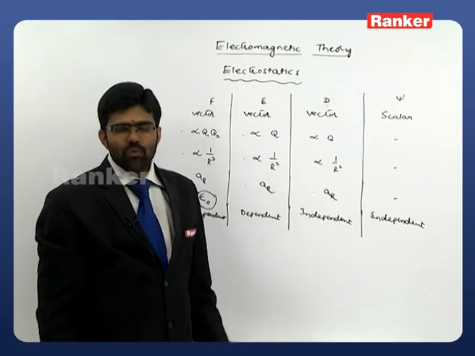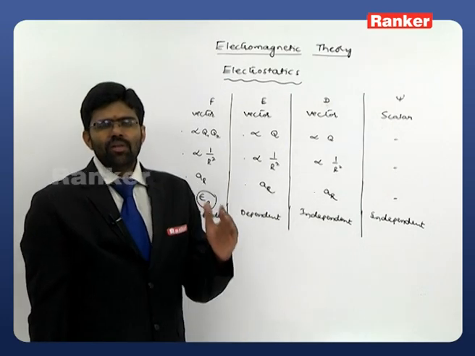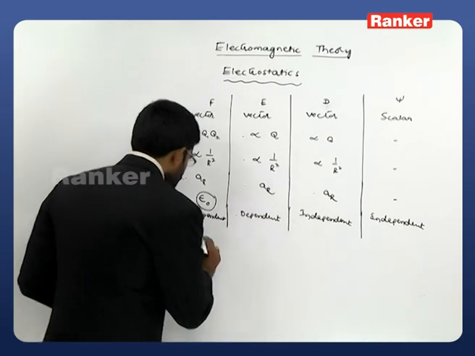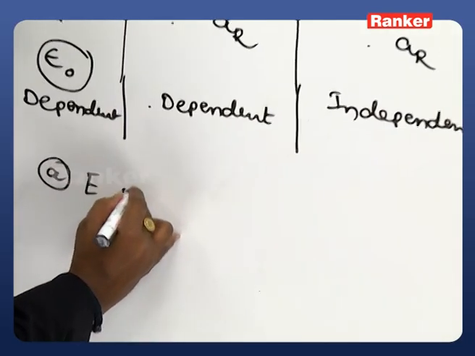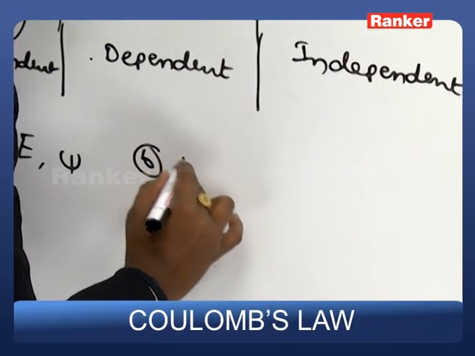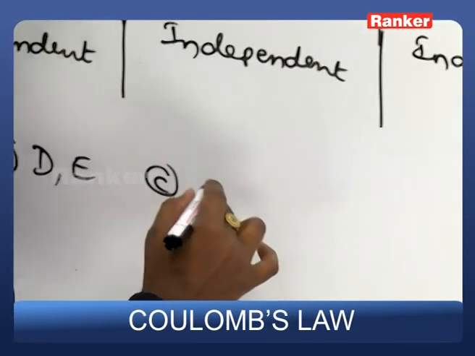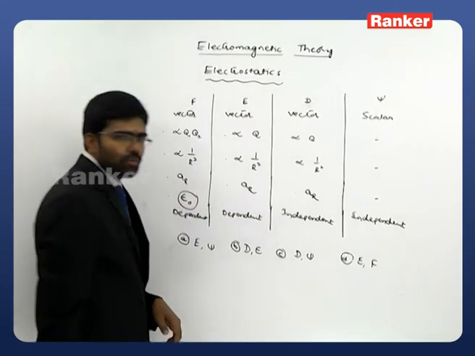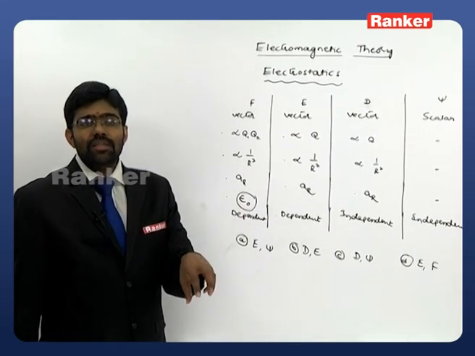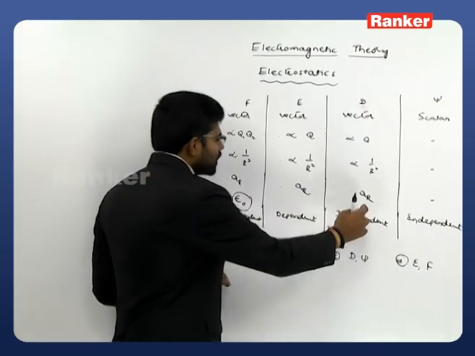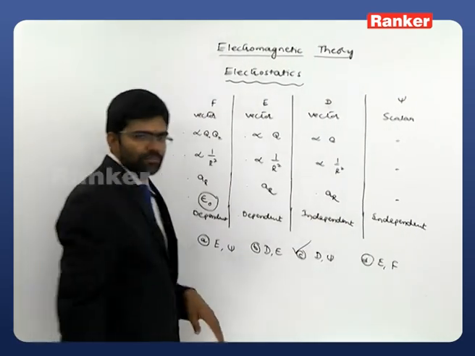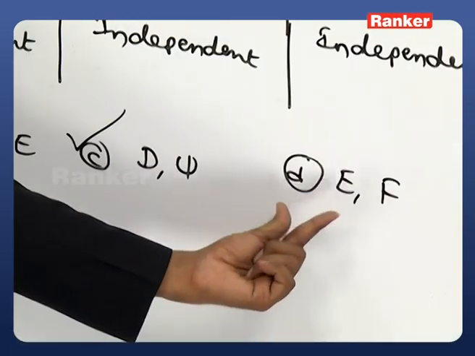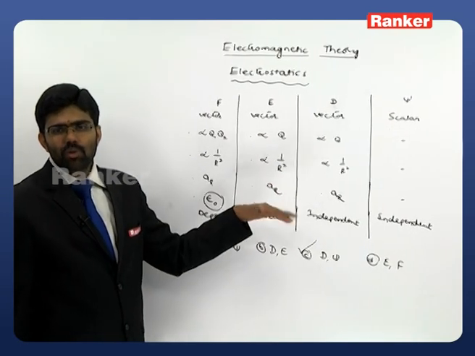In one of the questions, it was given like this: among the following quantities, which are independent of the medium? The options were: Option A, E and psi; option B, D and E; option C, D and psi; option D, E and F. So the question is simply, which among the following is independent of the medium? Just observe, D and psi are independent of the medium, so we need to choose option C. Clearly we need to observe this purely depending on their individual formulae.